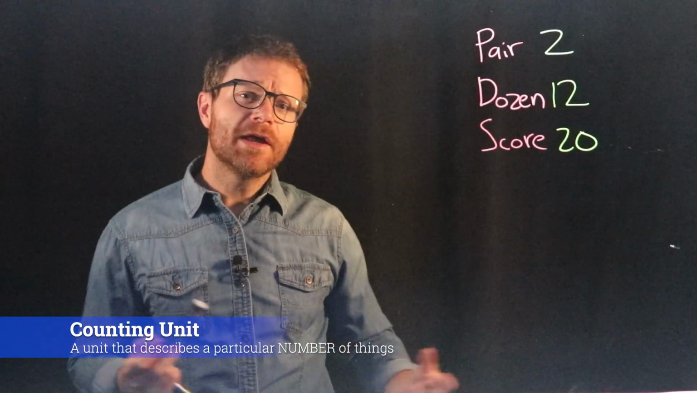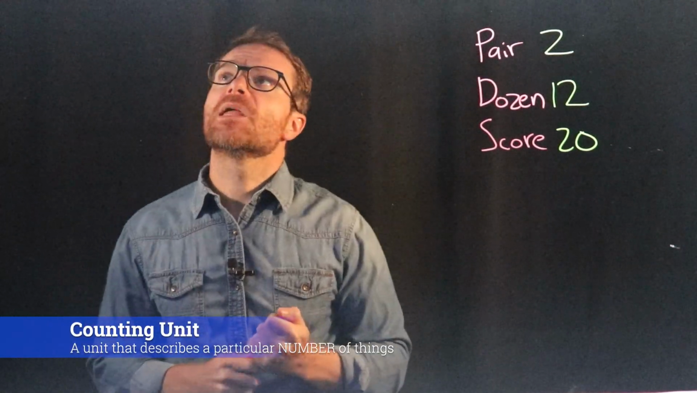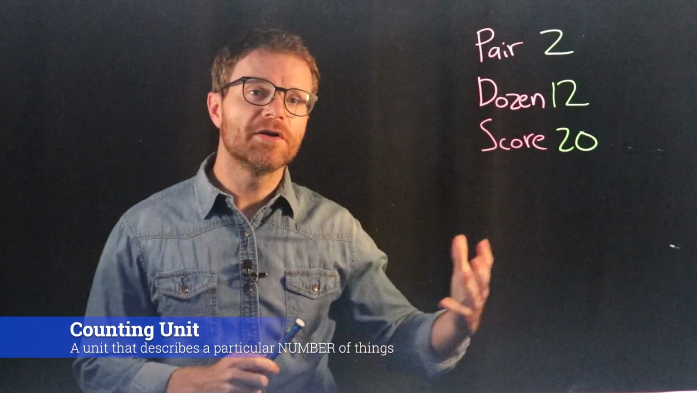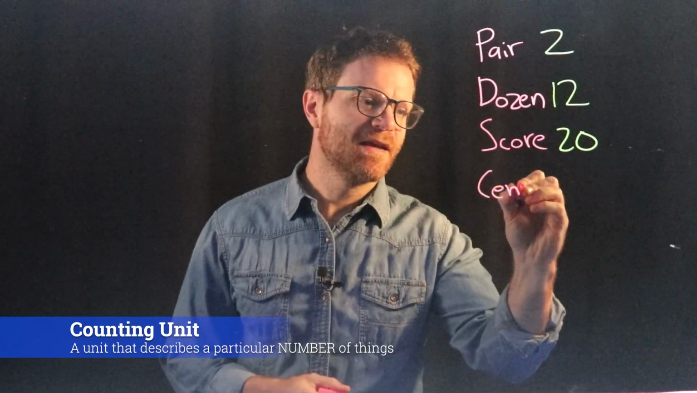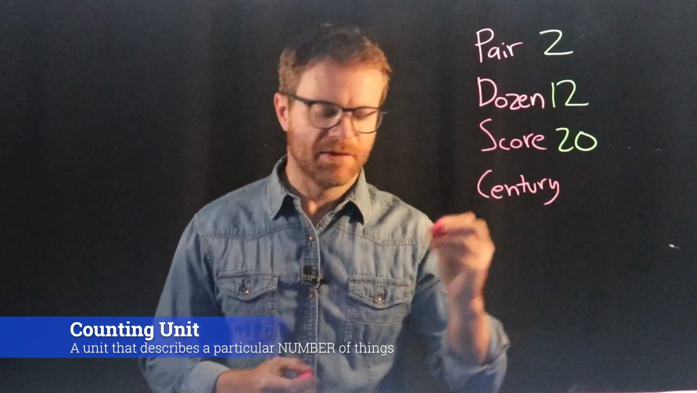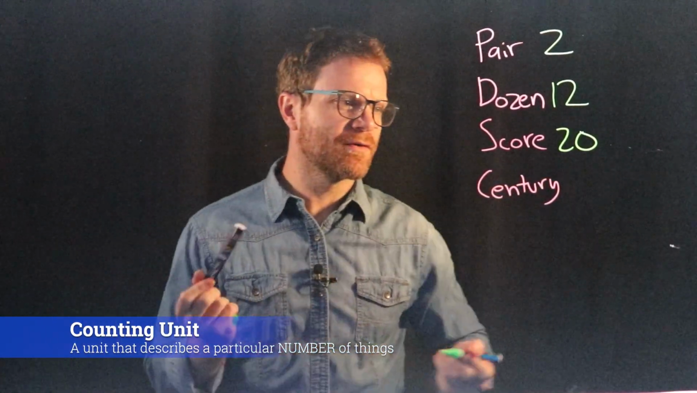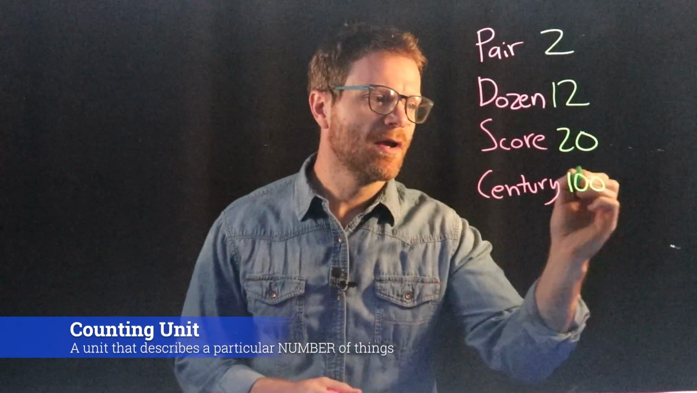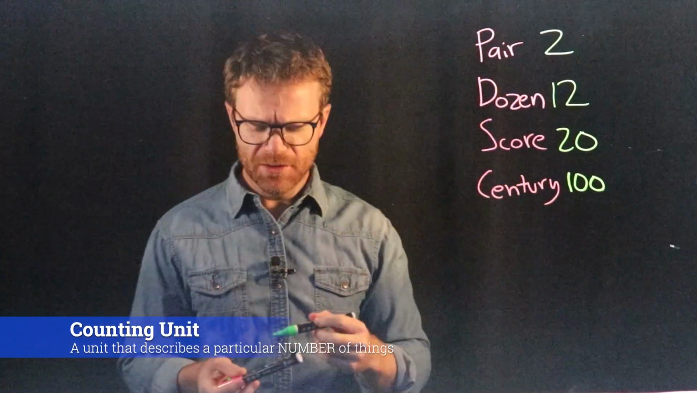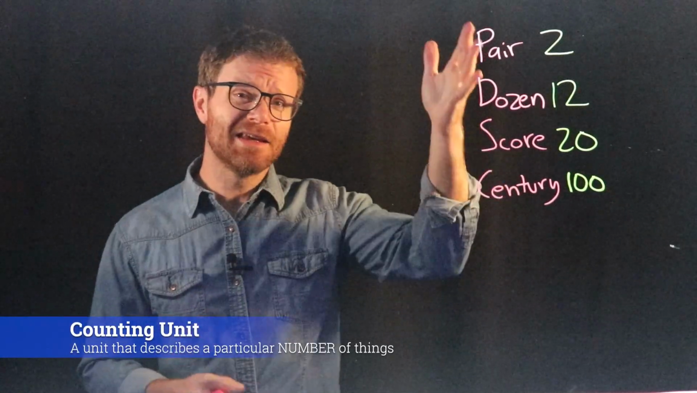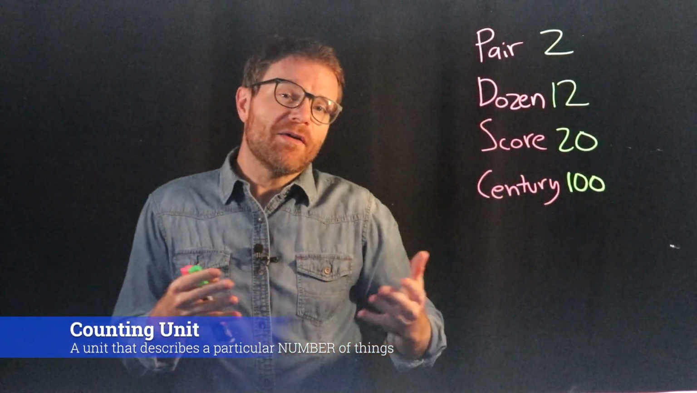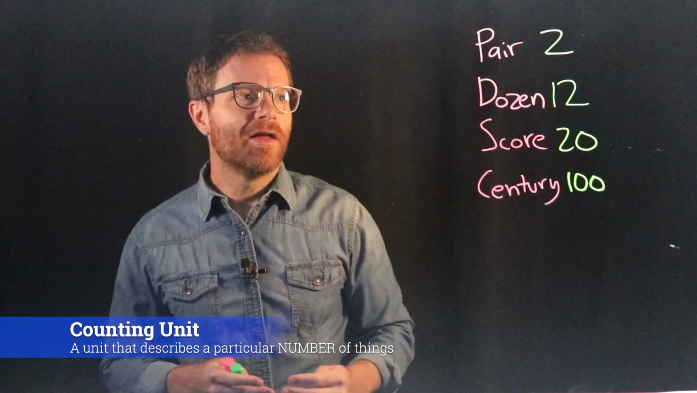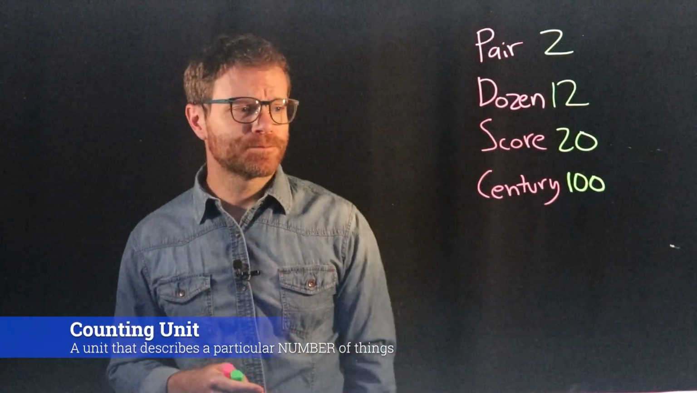And if I told you that something happened 100 years ago, or that I rode my bike for 100 miles, you would know that that's a century, which tells you 100. Cent, of course, meaning 100. Okay, so these are all counting units. They're not specific to any given thing. I could have a pair of socks. I could have a pair of eggs. I could have a pair of people. They're just telling you the number.